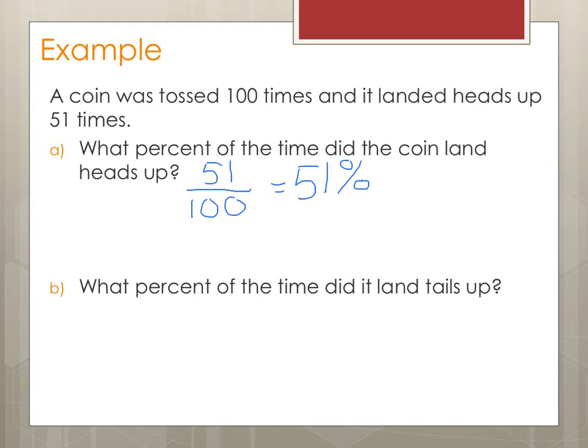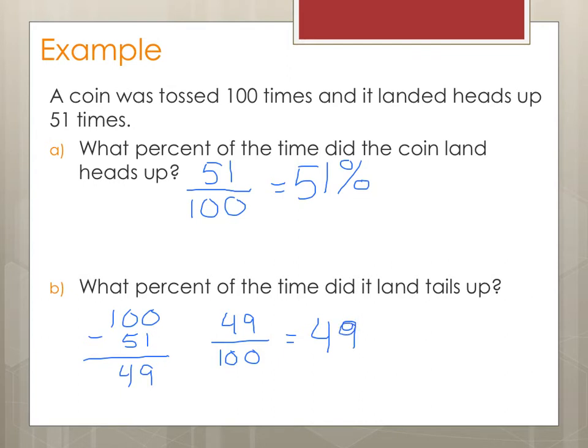If we wanted to find what percent of the time it landed tails up, we would do the total 100 minus 51 to see how many times it was tails up, so that's 49. We'll write that over 100, the total number of times it was flipped. And since the denominator is 100, we take the numerator 49 and we'll write that as 49%.